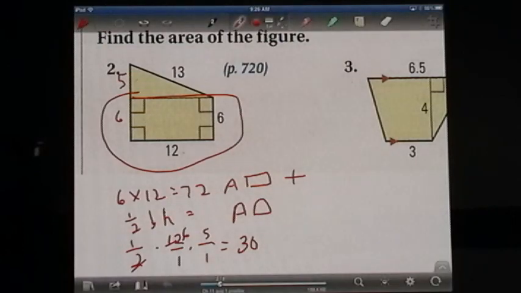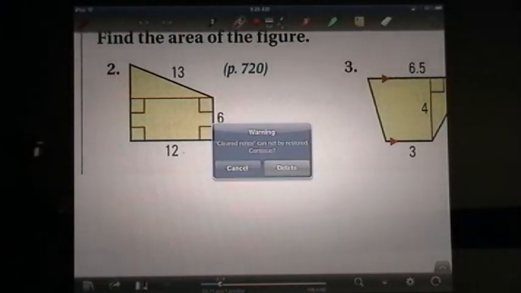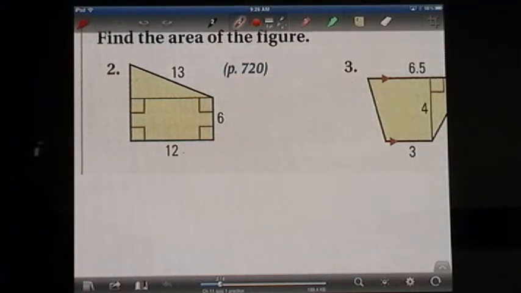All right, you're going to have to use that formula again for the area of the trapezoid on number 3.